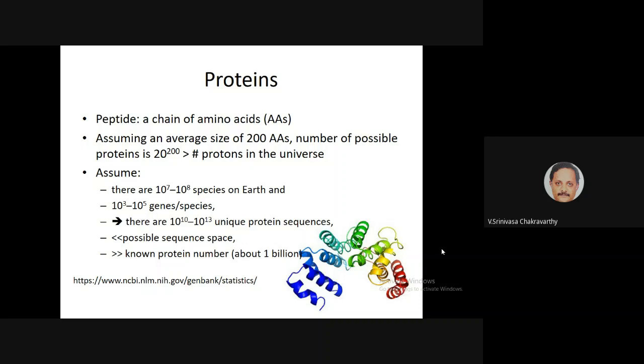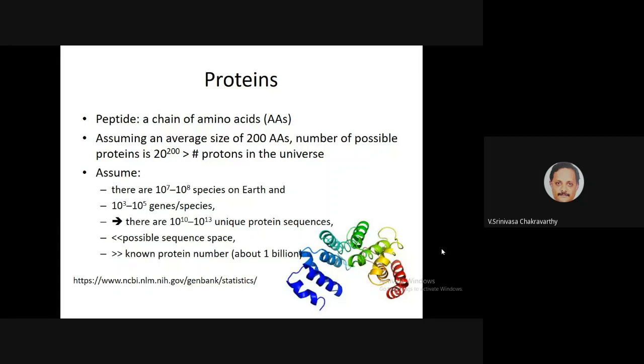There are 10 to the power of 7 to 10 to the power of 8 species on Earth, and roughly about 10,000 to 10 to the power of 5 genes per species. Right, a couple of thousand to about 10,000, 20,000. That's the order. And therefore there are 10 to the power of 13 unique protein sequences, about 1 trillion protein sequences. That's a rough figure.